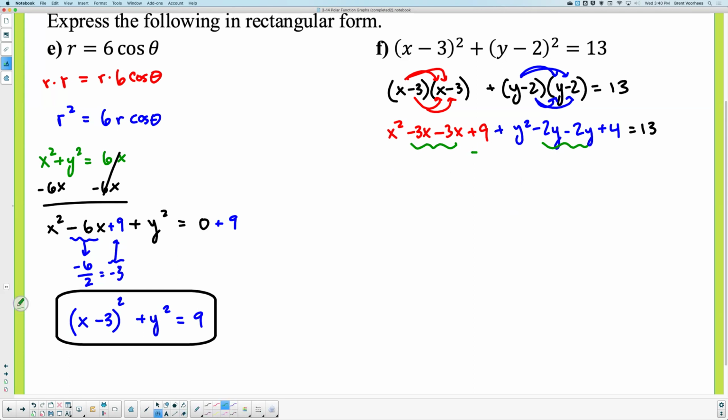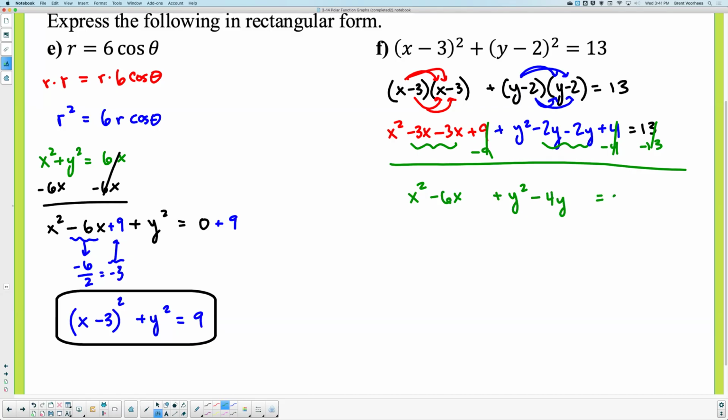I'm going to subtract 9, I'll subtract 4, which means I'm subtracting 13 from both sides. Subtracting 9 and subtracting 4 is subtracting 13. All of these simplify out of there. I'm left with x squared minus 6x plus y squared minus 4y equals 0. And I'm going to group my x squared and my y squared together. And then I'm going to have a negative 6x and negative 4y after, equals 0.